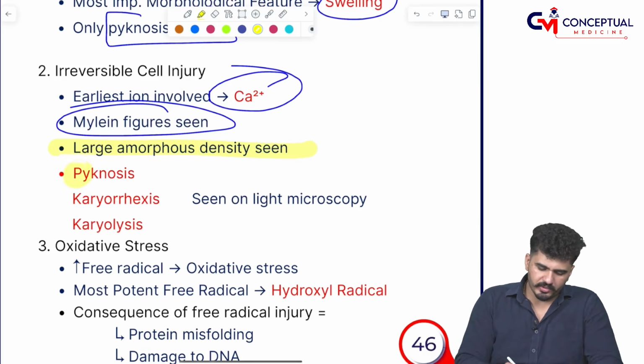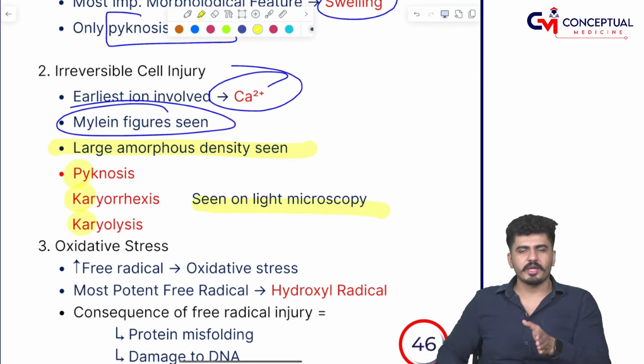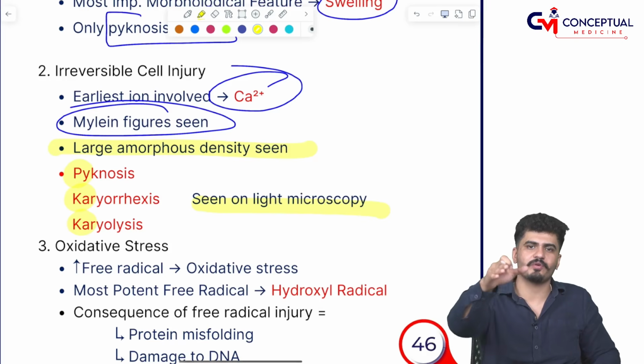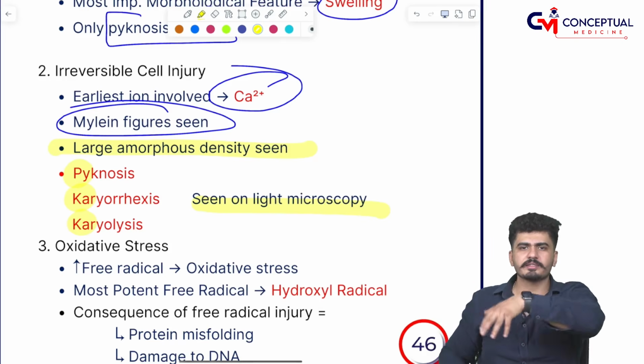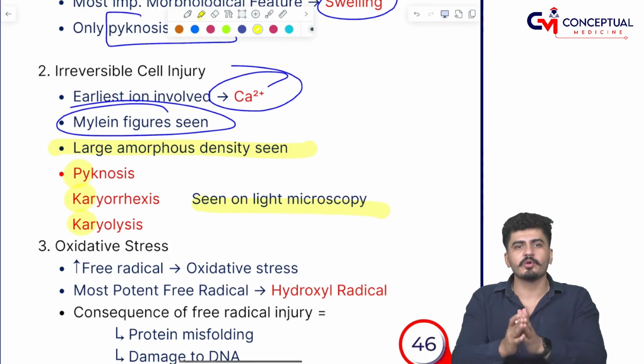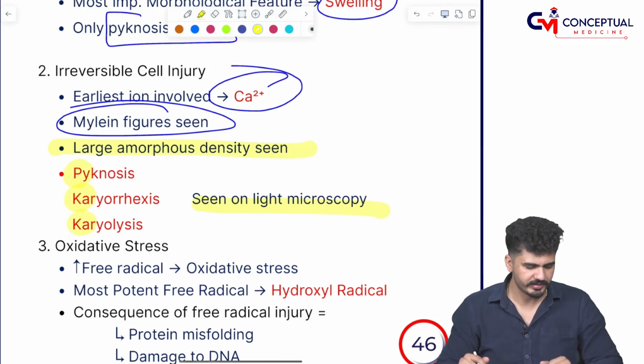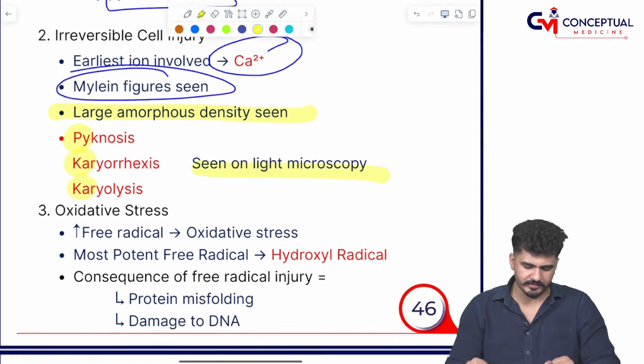So you'll see pycnosis, karyorrhexis, karyolysis, which you are going to see on light microscopy. The earliest ion sodium, only pycnosis will suggest a reversible cell injury. Earliest ion is calcium, myelin figure, large amorphous densities, pycnosis, karyorrhexis, karyolysis, that is going to tell you this is an irreversible cell injury.